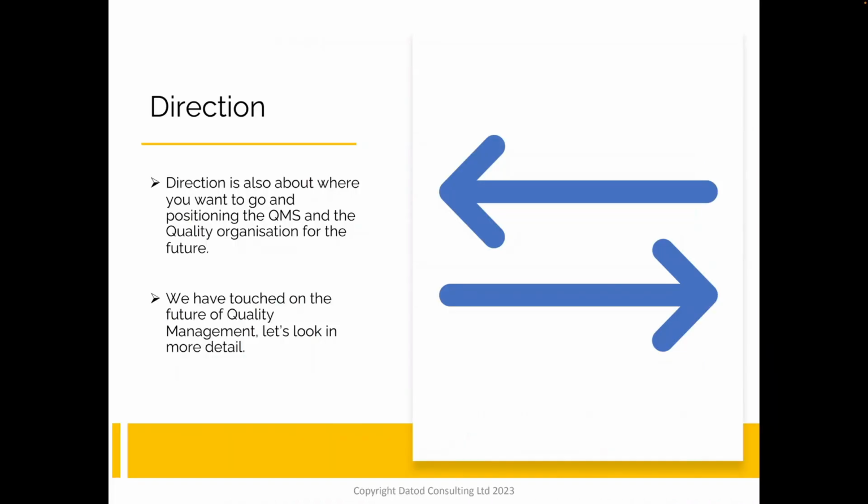So this section, with the dashboard, is really working out which direction you want to move your organization, which direction do you want to move the quality system in terms of where you are now and the future. Now, we touched briefly in previous sessions on the future of quality management, and it helps going back and revisiting that in the context of this session.